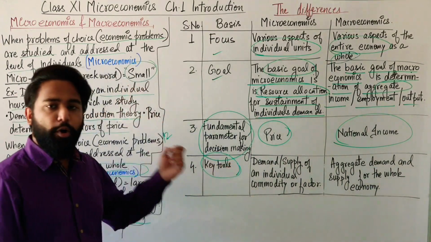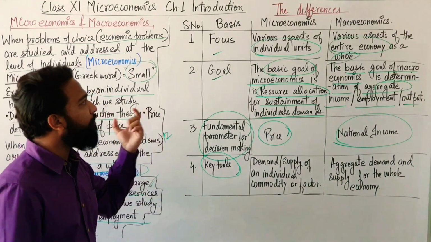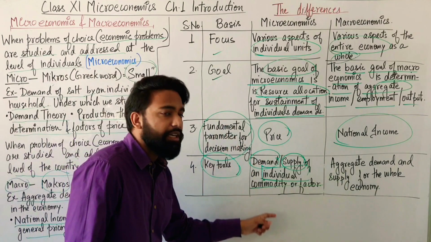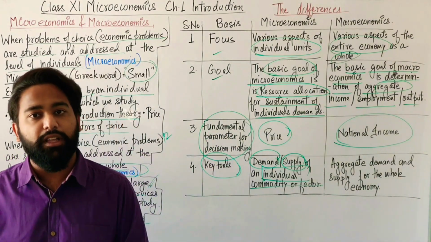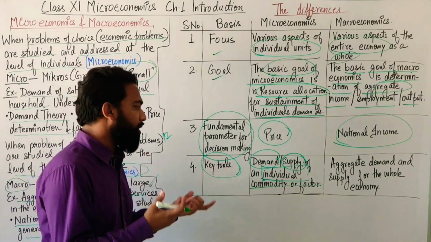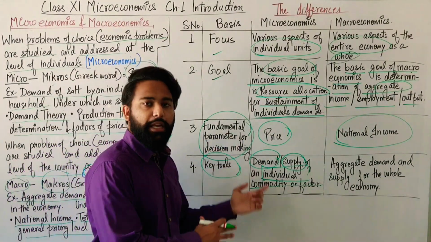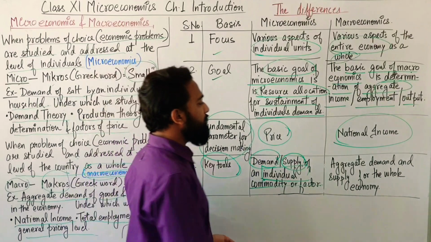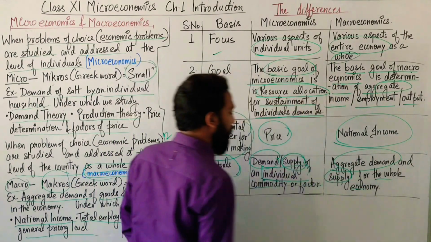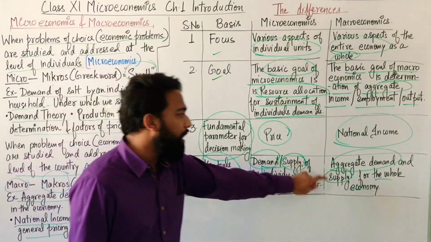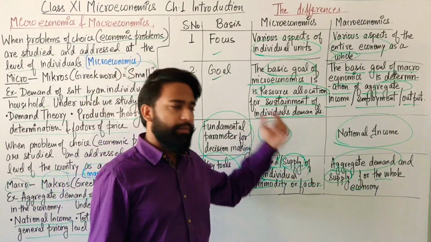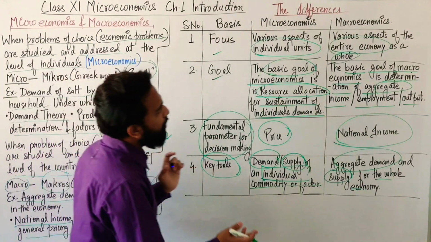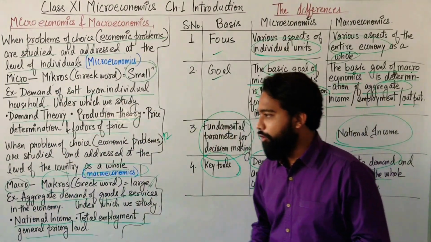And what about the last one? What are the key tools? What are the important tools of micro and macroeconomics? The important tools of microeconomics are demand and supply of an individual commodity or factor. These are the important key terms which you will be studying in the upcoming chapters. So don't worry about these things. What is demand, what is supply? You will get to know eventually. But for now, you just know that these are the key tools. And the key tools for macroeconomics are aggregate demand and aggregate supply for the whole economy. Here there is only demand and supply for an individual commodity, but there it is the whole total demand and the whole total supply for the whole economy. So basically these are your differences, and the topic of micro and macroeconomics is almost completed.